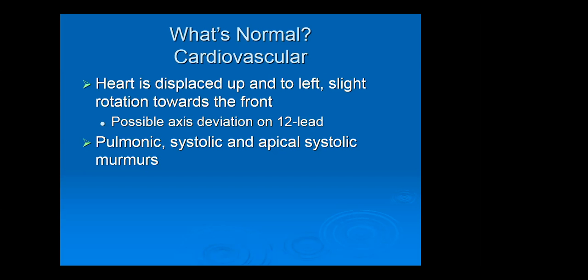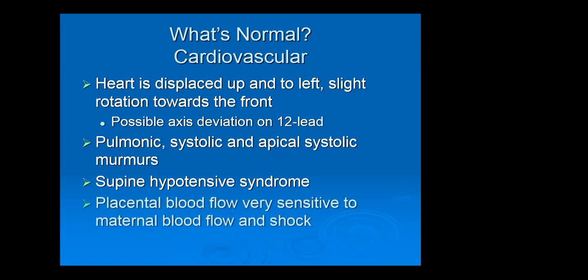where it's normally seated. Pulmonic systolic and apical systolic murmurs would be a normal finding, and you'll see it mentioned several times. Have to be careful of supine hypotensive syndrome, and watching how we position or place our patients for transfer because of that.